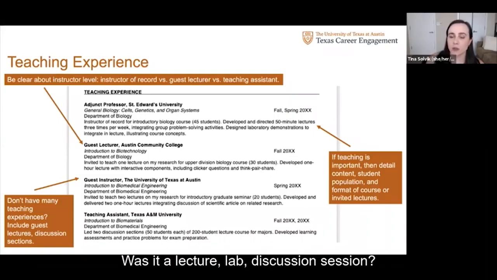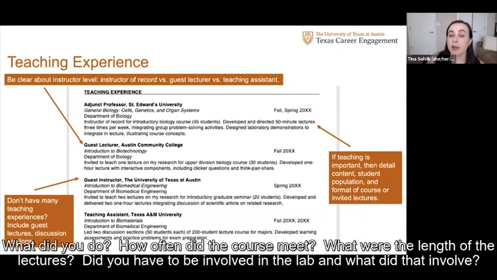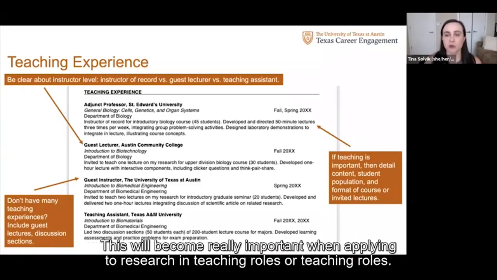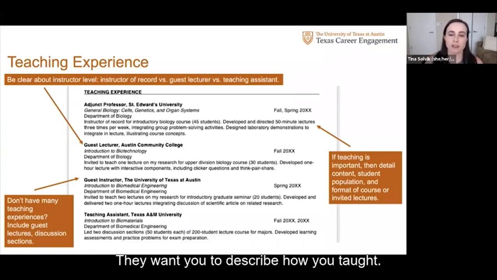How often did the course meet? What were the lengths of the discussion sections or lectures? Did you have to be involved in the lab, and what did that involve? Were there any interactive or pedagogical methods that you incorporated into your teaching, like clicker questions, think-pair-share, or problem solving? This will become really important when you're applying to research and teaching roles or teaching roles. They want to see you describe how you taught.